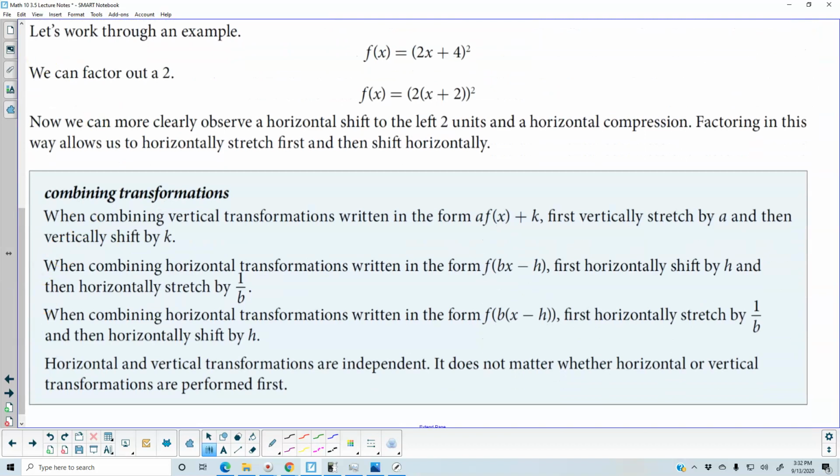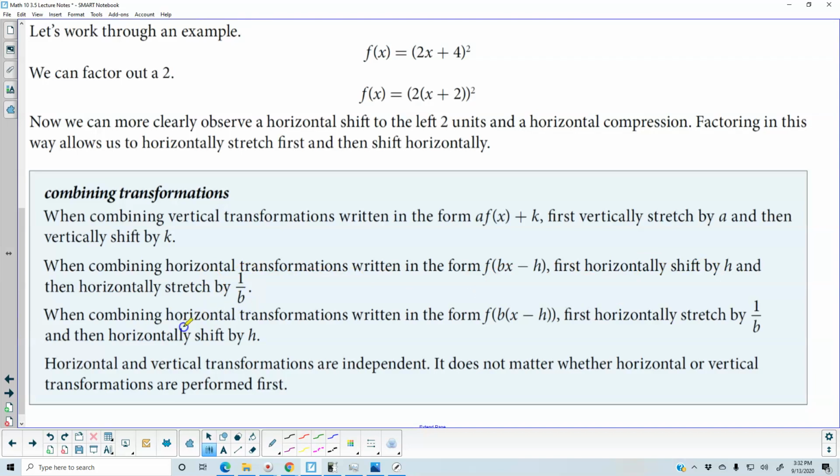Now, combining transformations. When combining vertical transformations written in the form a times f of x plus k, first vertically stretch by a and then vertically shift by k. When combining horizontal transformations written in the form f of b times (x minus h), first horizontally shift by h, and then horizontally stretch by 1 over b.